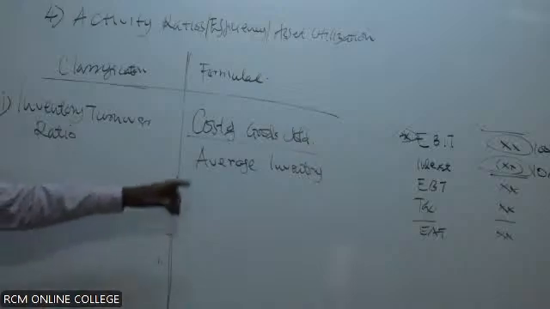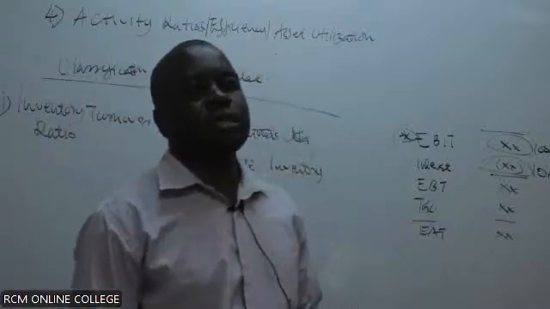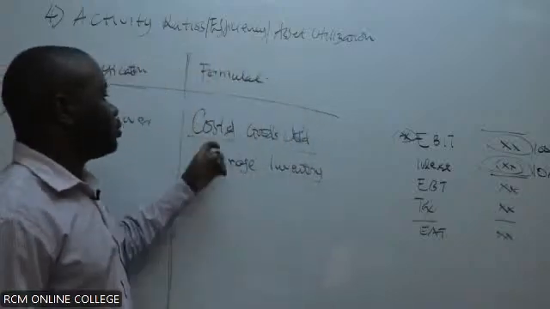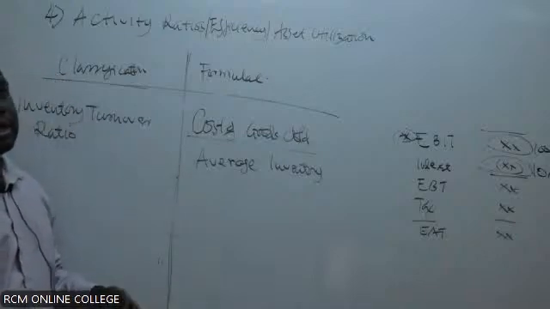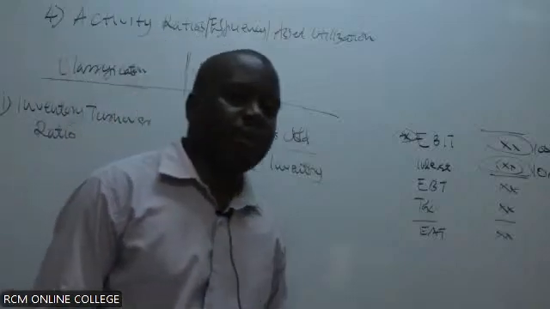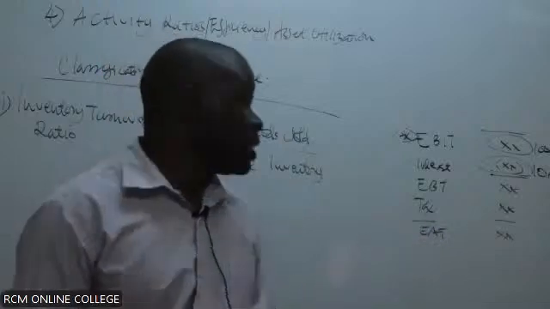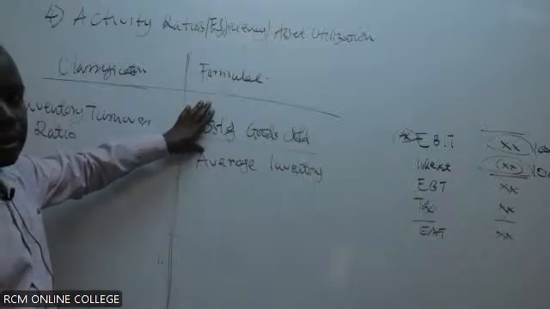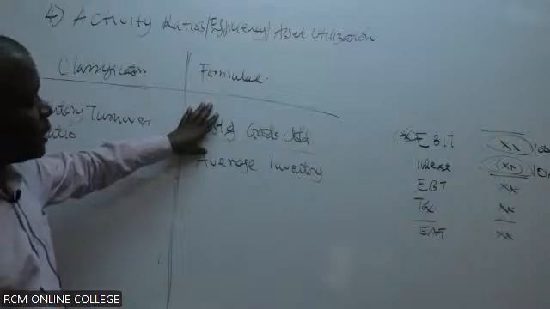The cost of goods sold, you know how you get it. You take opening stock plus purchases plus any carriage inwards, minus closing stock, and you get the cost of goods sold. Hope you are getting the point. You have to be keen to what I'm saying here. You normally do opening stock plus purchases minus closing stock, like that.